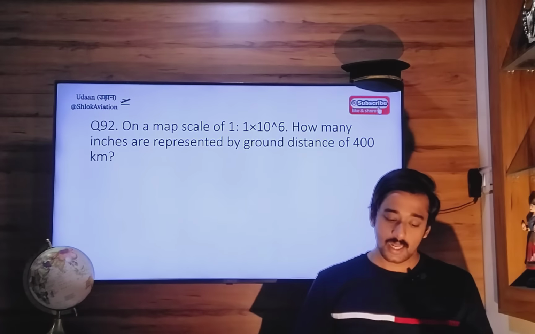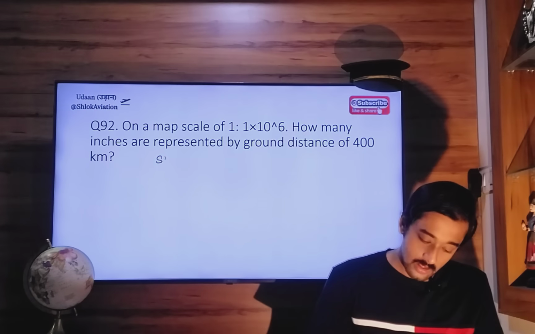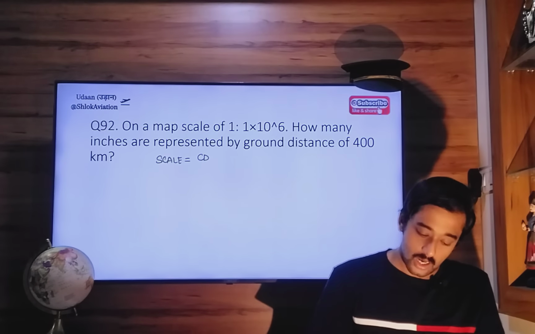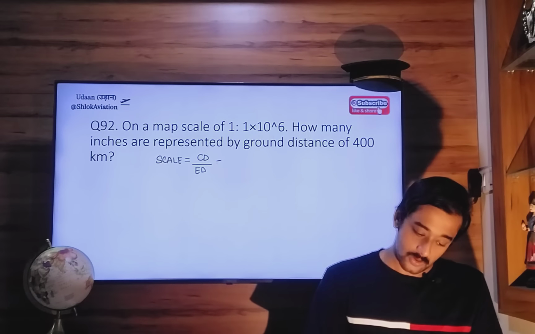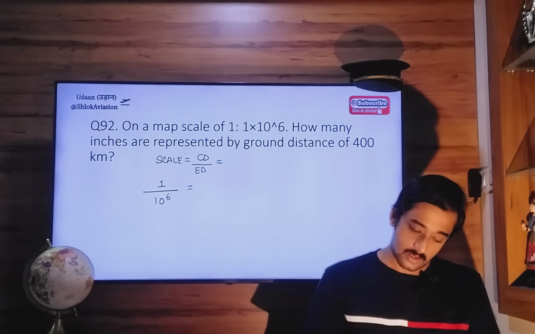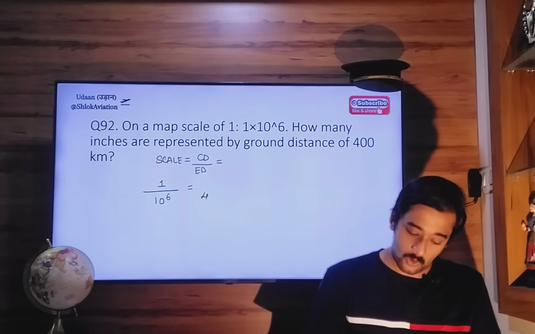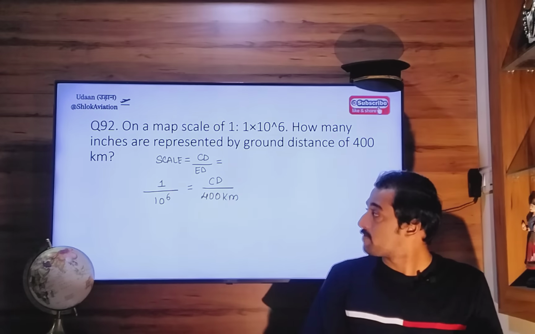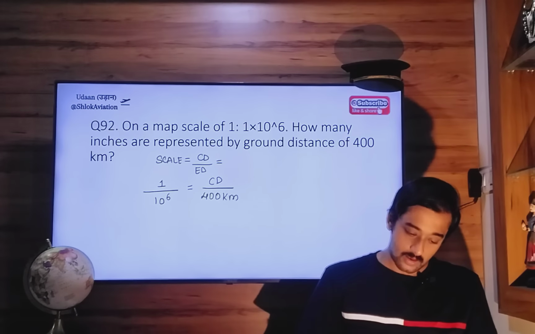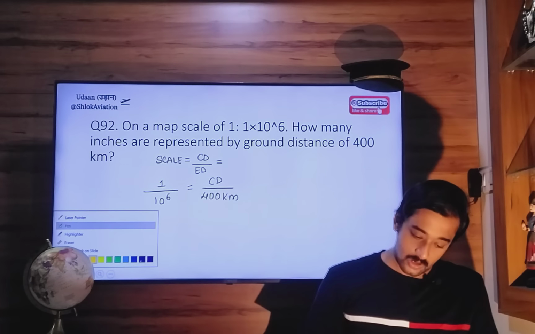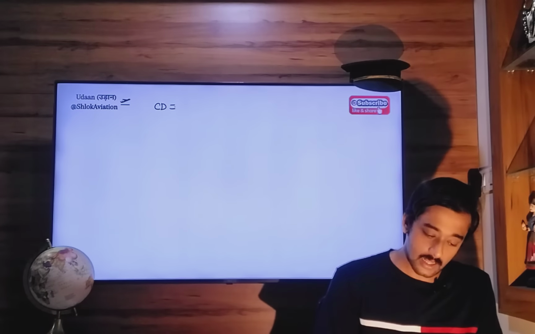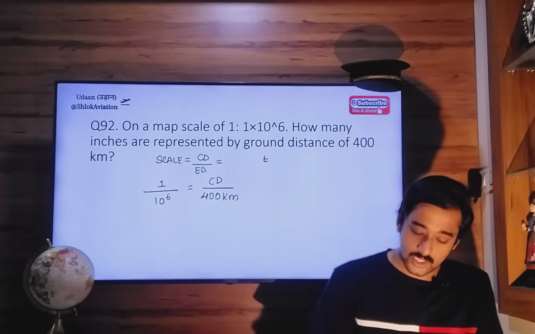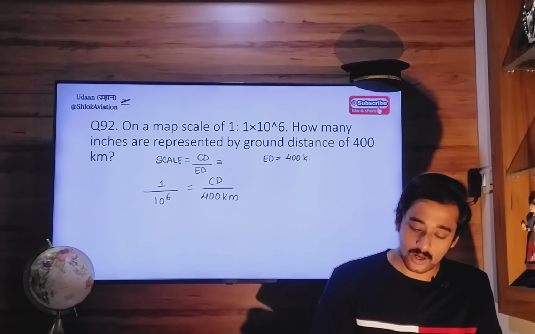Next, on a map whose scale is 1 divided by 10 raised to 6, so scale is equal to chart distance upon earth distance. Earth distance is 400 kilometer. We want to find out chart distance in terms of inches. Therefore chart distance will be equal to scale multiplied by earth distance.